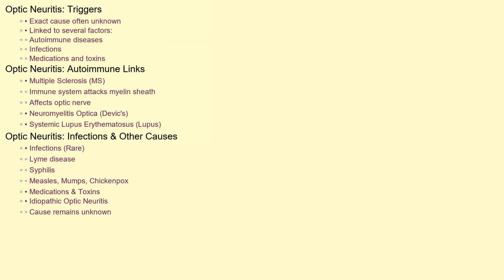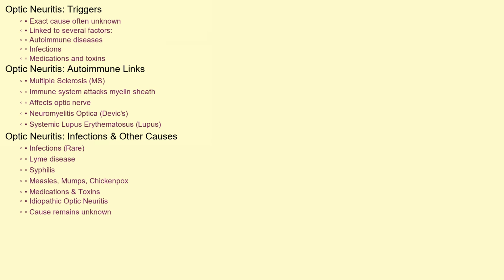So, what triggers this inflammation? While the exact cause of optic neuritis often remains a mystery, several factors are known to play a role. In many cases, it's linked to autoimmune diseases like multiple sclerosis, or MS. In MS, the immune system mistakenly attacks the myelin sheath, a protective covering around nerve fibers in the brain and spinal cord, including the optic nerve.